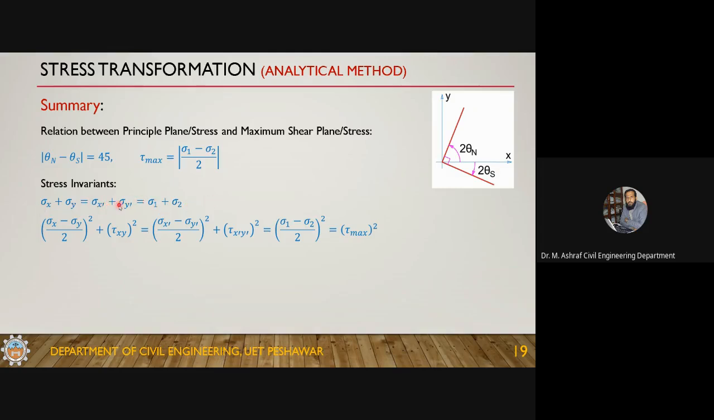And this can be used as a check. You can check your result using this expression. And this is another stress invariant. This is basically tau maximum square. This is the stress invariant in the XY plane, in the X prime Y prime plane, and this is in the principal planes. For the principal plane, since shear is zero, there is no tau component in this one. So this is simply sigma 1 minus sigma 2 by 2 whole square. And all these quantities are equal to tau maximum square. So this is the whole summary of our analytical method.